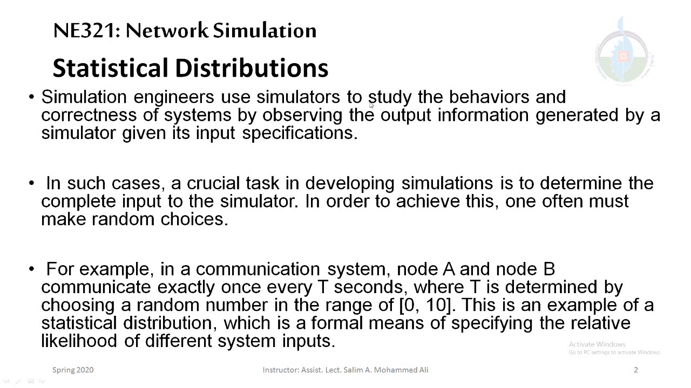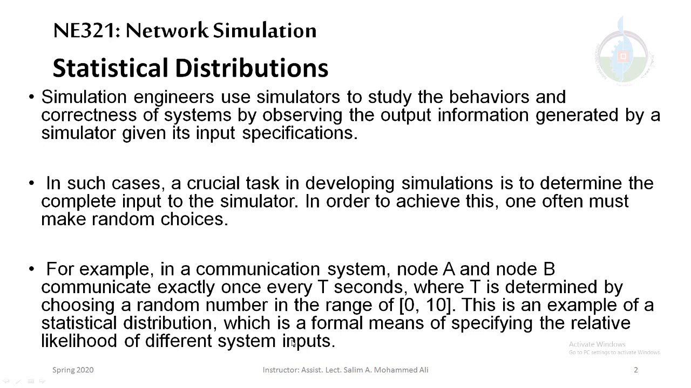Simulation engineers use simulators to study the behaviors and correctness of systems by observing the output information generated by a simulator, given its input specifications. In such cases, a crucial task in developing a simulation is to determine the complete input to the simulator. In order to achieve this, one often must make random choices. For example, in a communication system, node A and node B communicate exactly once every t seconds, where t is determined by choosing a random number in the range of 0 and 10.